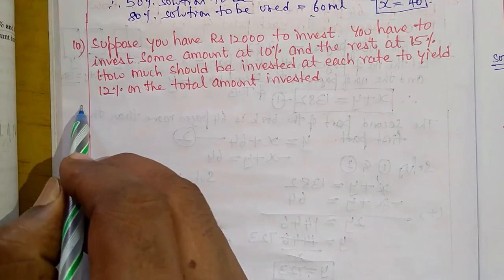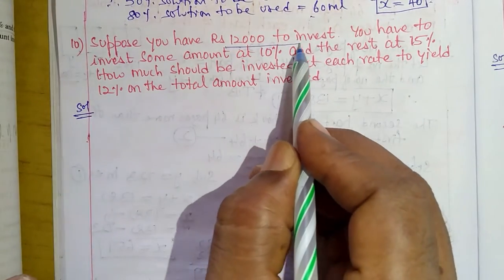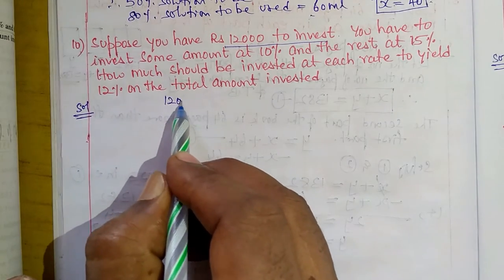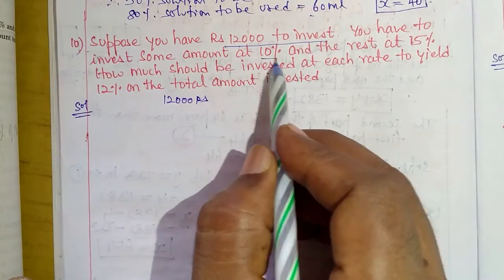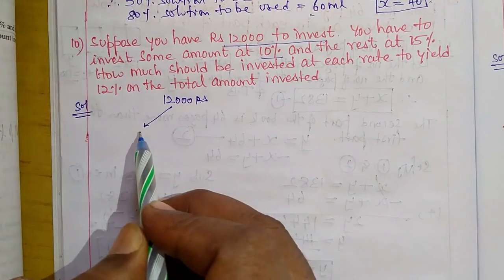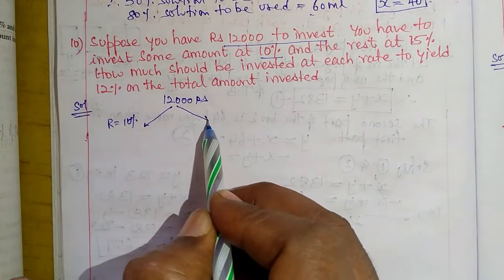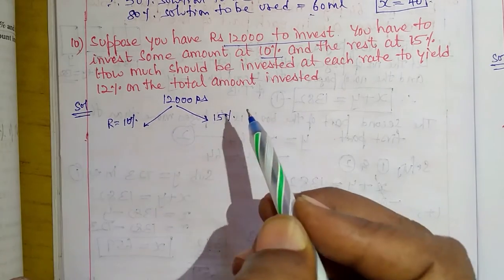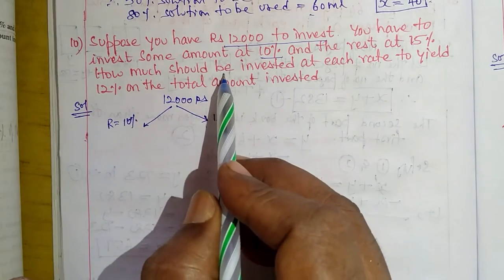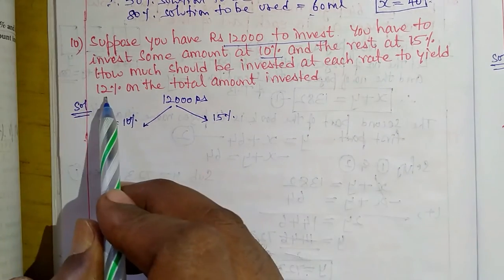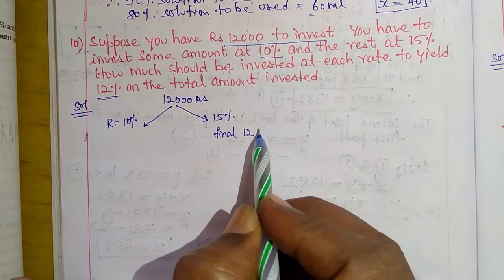You see what is given in the question? Suppose you are having 12,000 rupees to invest. You have to invest some amount at 10% rate of interest, and some amount must be invested at a rate of 15% interest. How much should be invested at each rate to yield 12%? So finally I must get 12%.